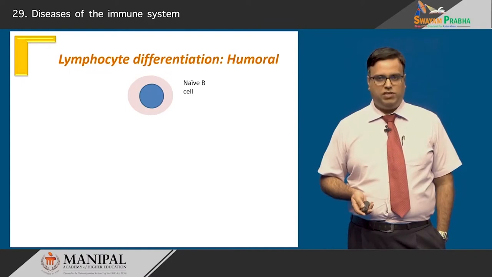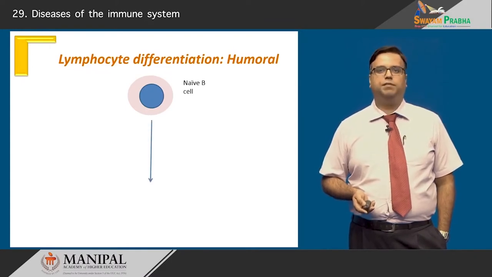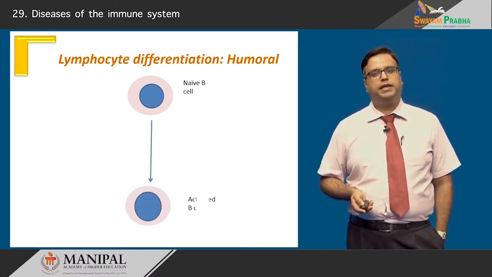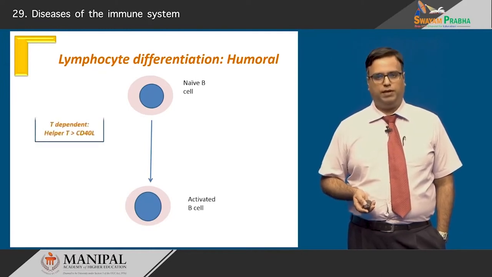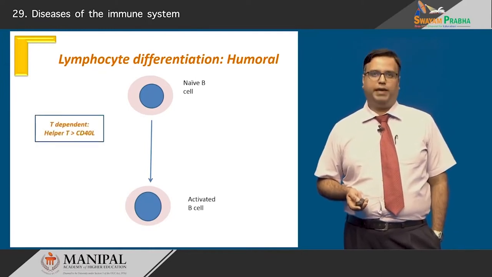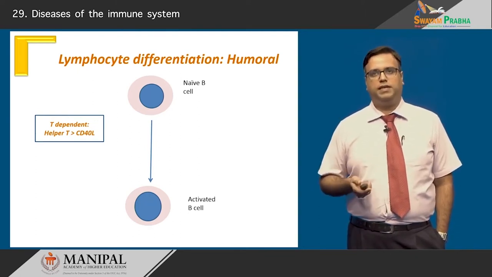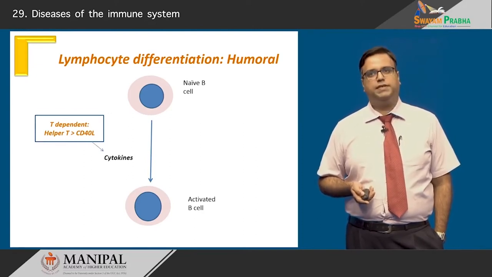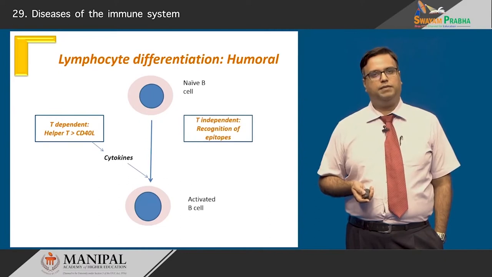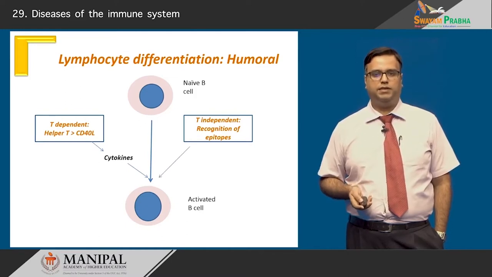The lymphocyte differentiation is an important one, as its journey from the naive B cell to an activated B cell can be of two types. It can be a T-dependent mechanism, where you require the T cells as a supporting role to secrete CD40 ligands, which, in conjunction with the cytokines, can cause an activated B cell. The other mechanism is a T-independent one, where because of a recognition of the epitopes, you can see the lymphocytes transforming from a naive state to an activated state.